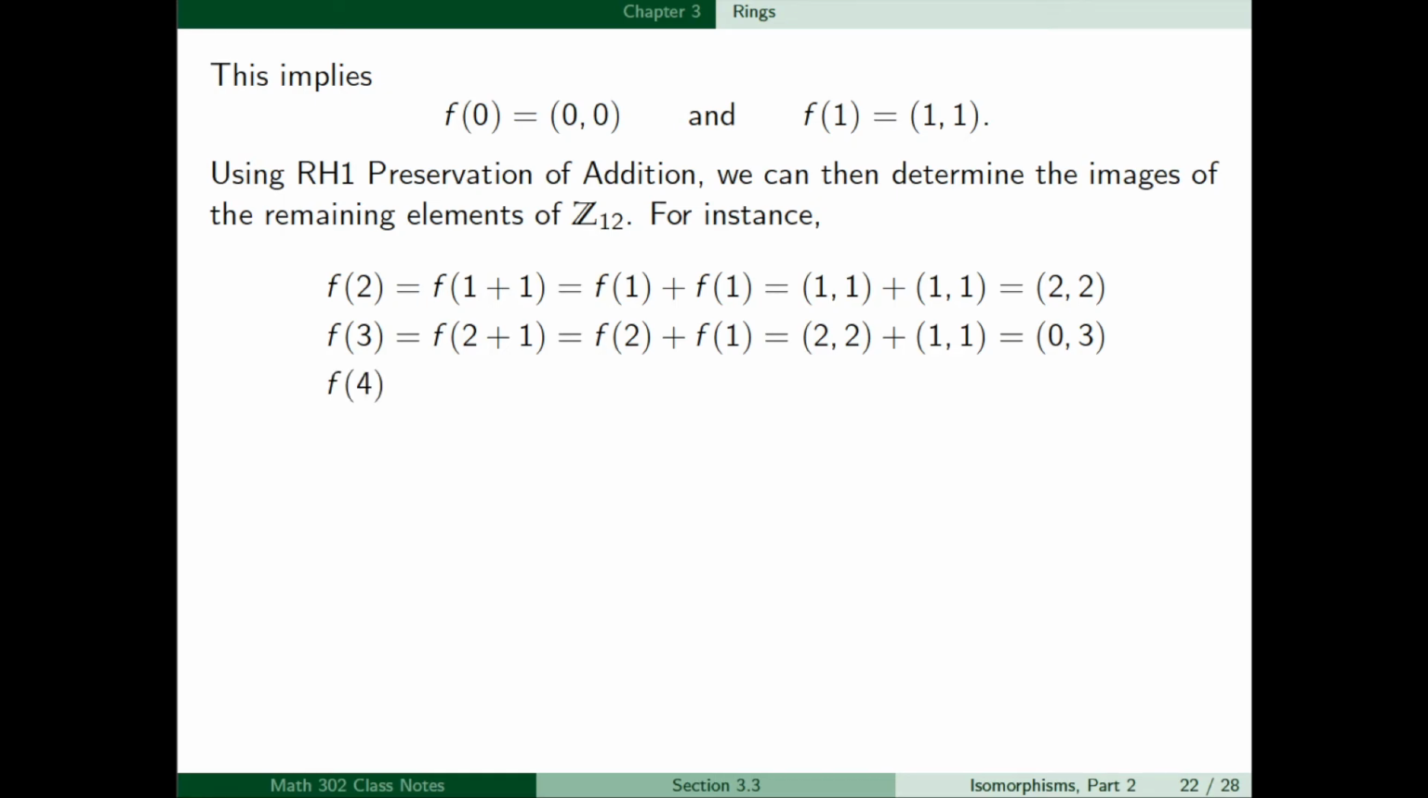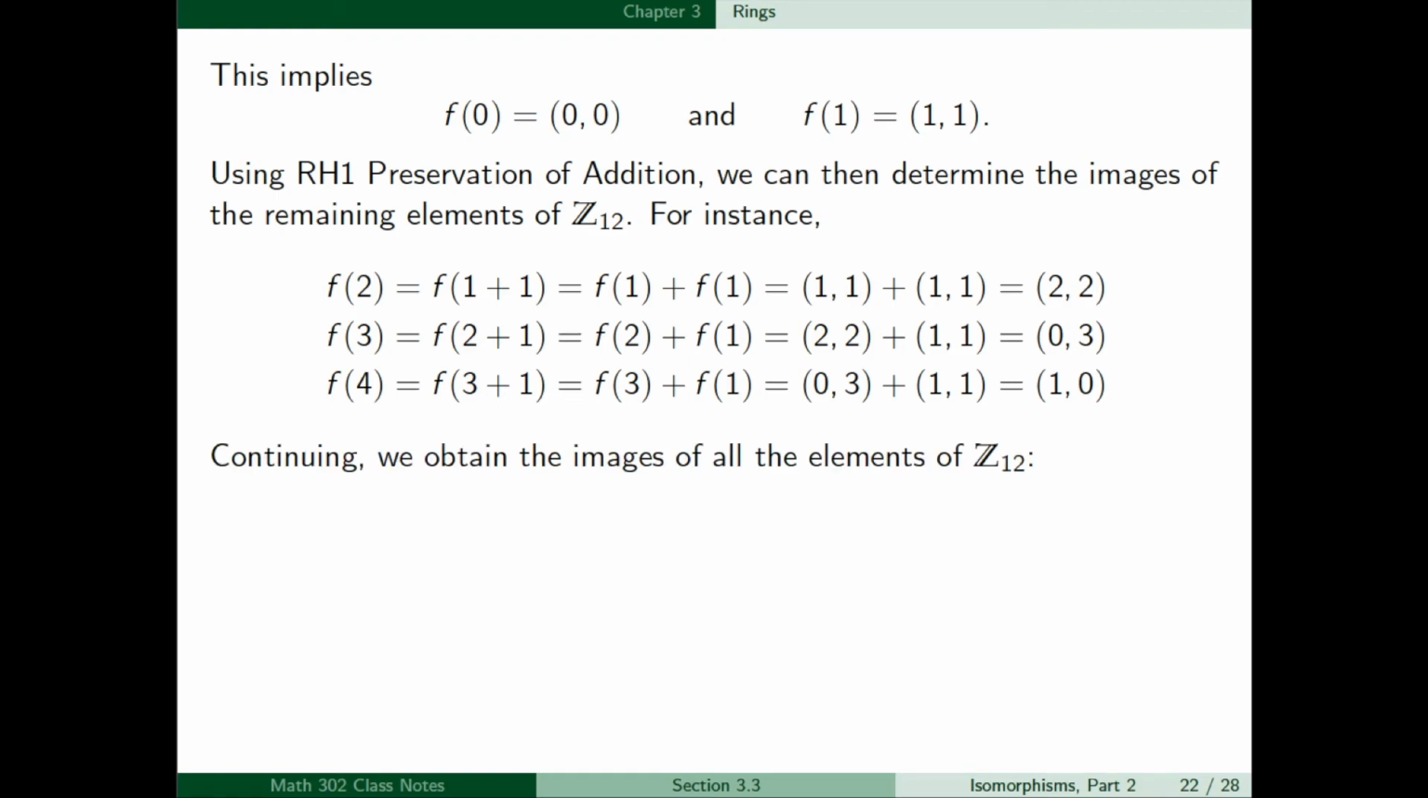And then f of 4 will be f of 3 plus 1, which is f of 3 plus f of 1, which will be the ordered pair (0, 3) plus the ordered pair (1, 1), which will be (1, 4), but the second coordinate is mod 4, so this will be the ordered pair (1, 0). Continuing, we can obtain the images of all the elements of Z12.